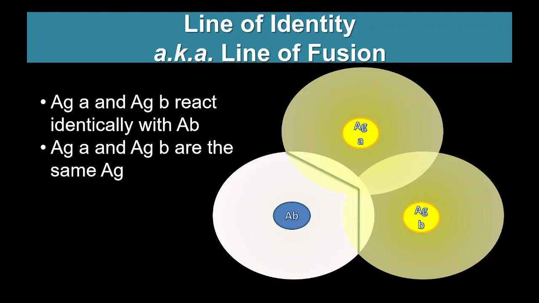Let's say, for example, if the antibody well contains anti-HBs, that means antigen A is HBs antigen. And since they have the same reaction, antigen B's identity is now known. Antigen B is also HBs antigen.